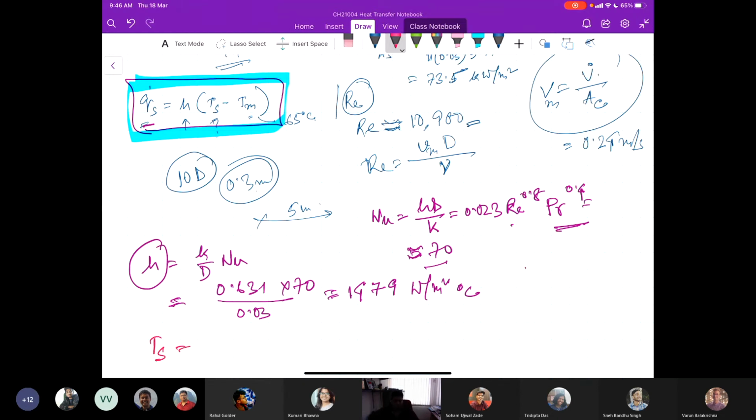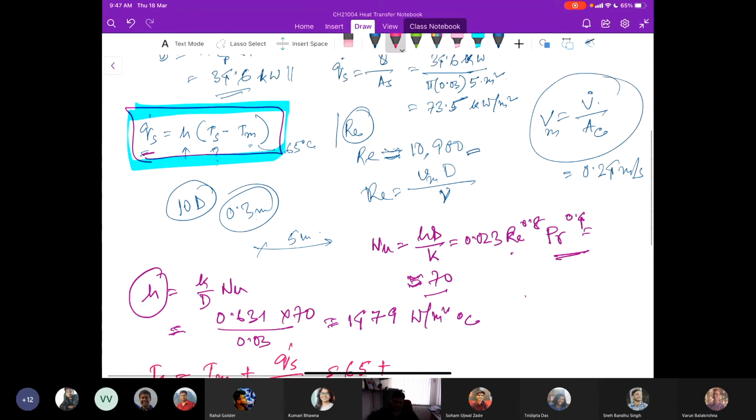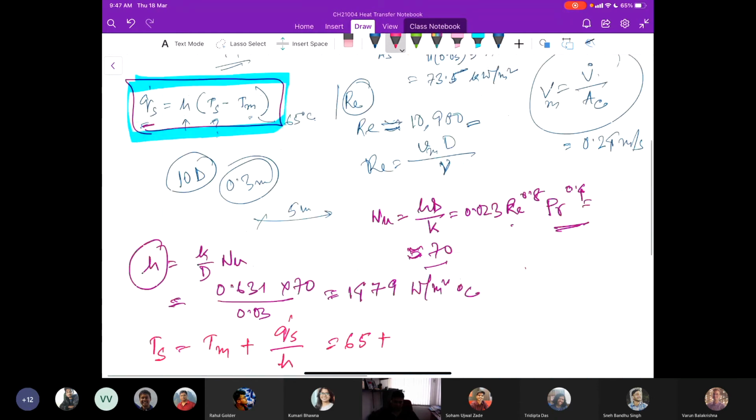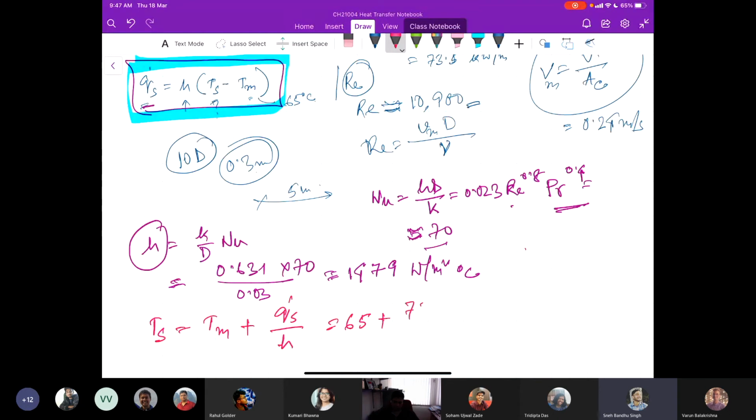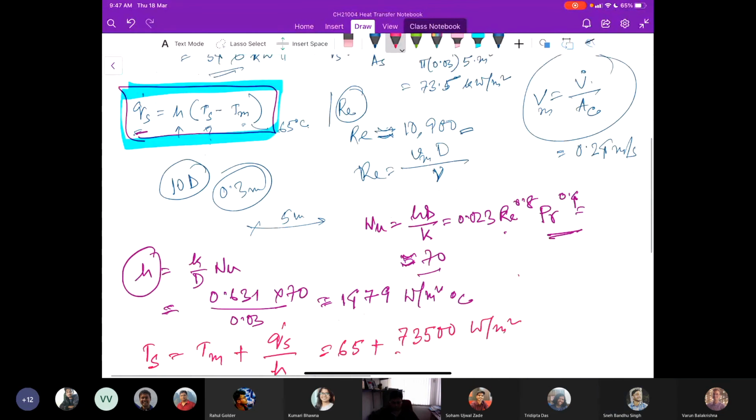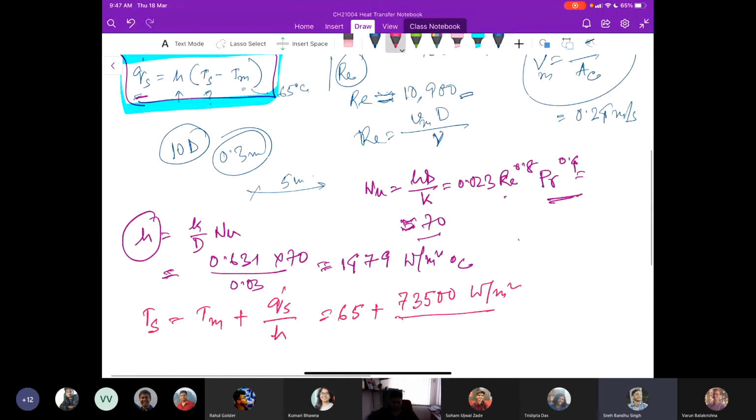What is T surface? T surface is T mean at that fluid location plus Q dot S by H, which is 65 plus the Q dot that we have already calculated. What was the Q dot value? It was 73.5 kilowatt, so 73500 watt per meter square. It is 114.68 degrees Celsius.